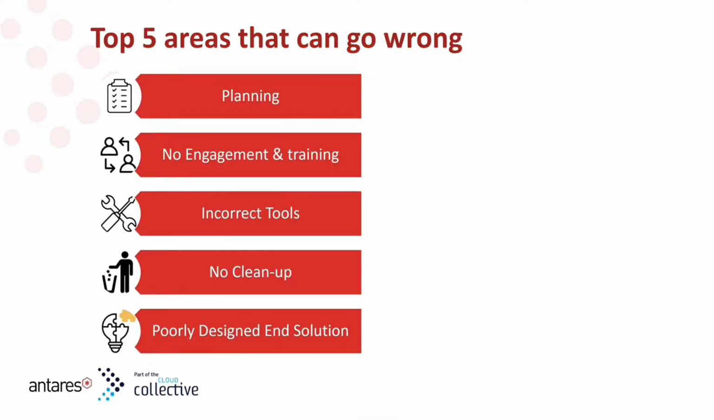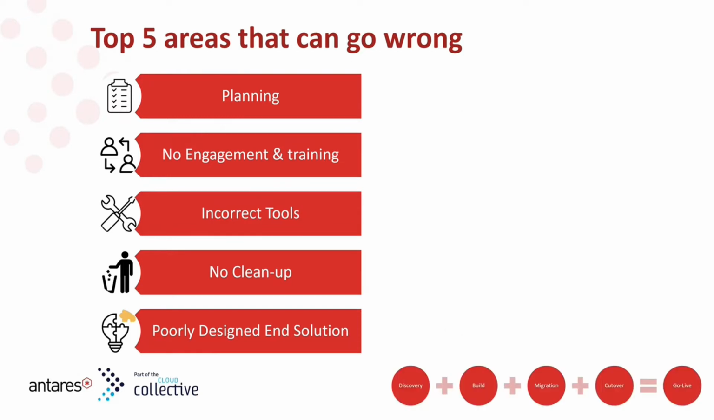What are the things that can go wrong? So it's five. And how did you get it to just five? Yes, so it's very high level because there are many things that can go wrong. But the top five that we found over the last 15 plus years is planning, or a lack thereof. A lack of engagement from end users, not using the correct tools, a lack of a cleanup, and a poorly designed end solution. Okay. And we'll dive into those a little bit further.